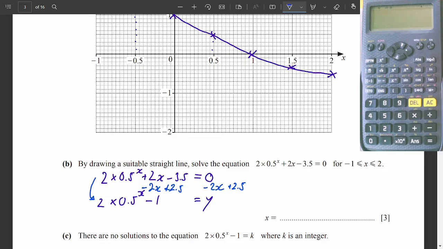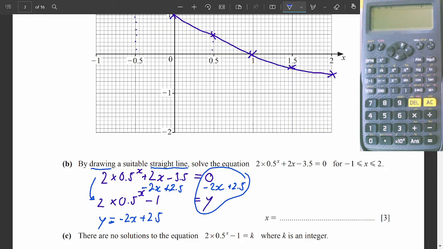Okay, so over here now, we've made them equal. We got 2 times 0.5 to the power x minus 1 equals this. Okay, my two equations are now equal. So that means I've got an equation of y equals minus 2x plus 2.5. And as you can see, that is the equation for a straight line which they want us to draw. So on the graph above, we're going to draw a straight line, y equals minus 2x plus 2.5.